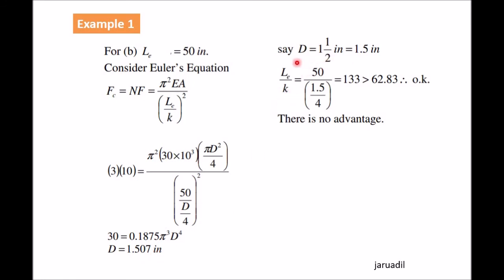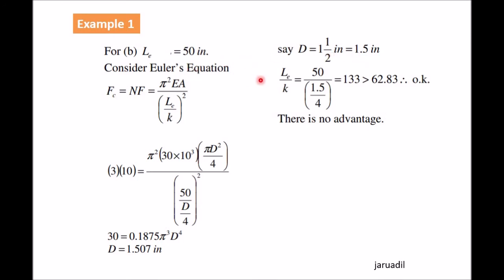Then, let us check for the slenderness ratio. So, Euler's equation ito. LE is equal to 50, K is 1.5 divided by 4. This is your diameter divided by 4. And we have here 133, which is greater than the transition point 62.83. So, for B, we can use 1.5 inch.